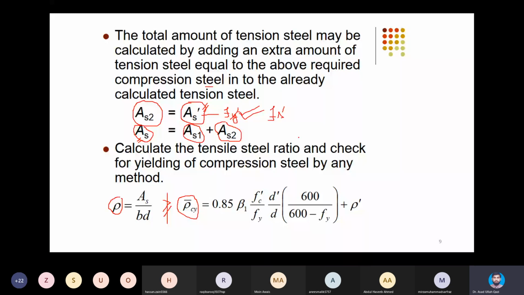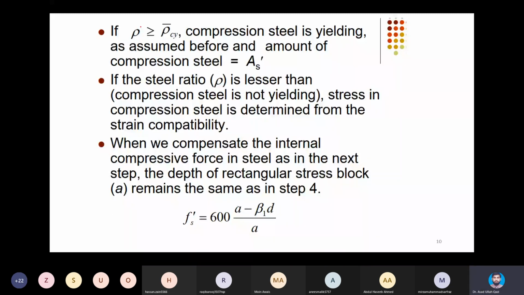So what is explained here is that if rho is greater than or equal to rho Cy, the compression steel is yielding and the design is over. If it is less, the compression steel is not yielding, so the stress in the compression steel is determined from strain compatibility. To calculate how much stress there is in the compression steel, you call the same equation based on strain compatibility, and from the a you calculated earlier, with c equal to a over beta 1 (3/8 d), you get Fs prime. Obviously it will be less than Fy because your rho is less than rho Cy.